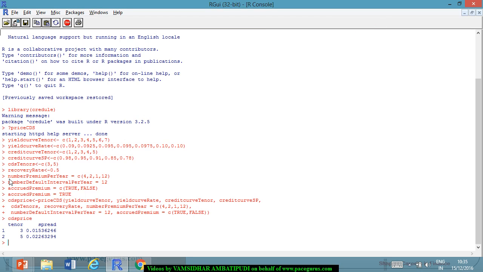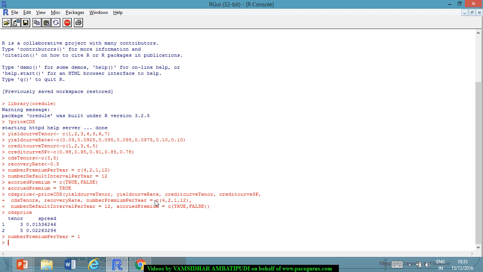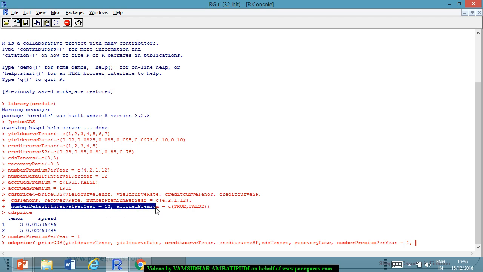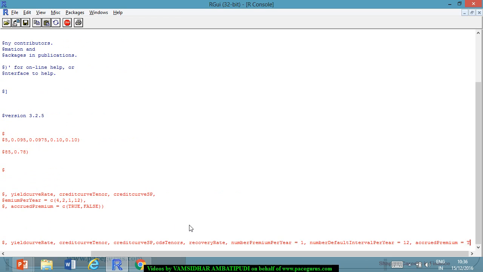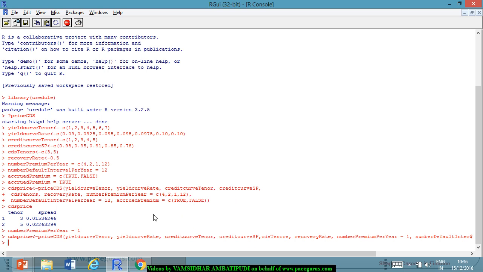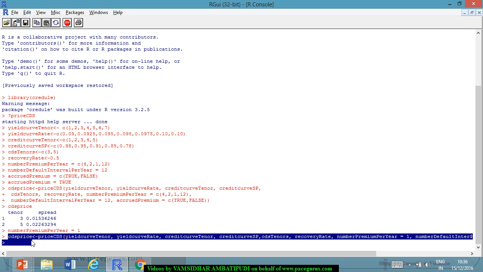Now I want to change a few things. Though I'm giving all four of them here, it's only one that is getting considered. So if I'm setting the number of premiums per year as 1, and then take care of this formula, I take this only as 1, and this one also only as true. Now if I look at the CDS price, this is as per the annual.